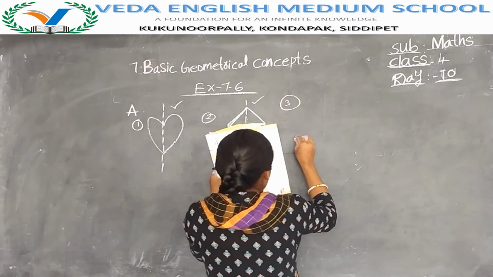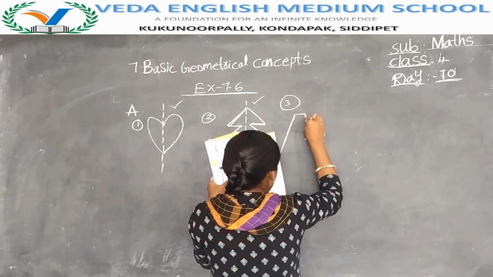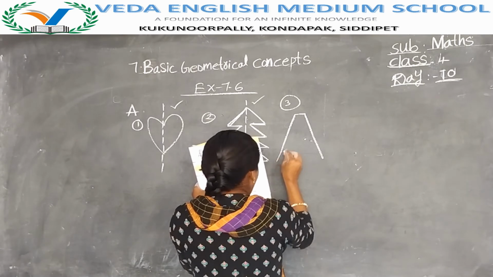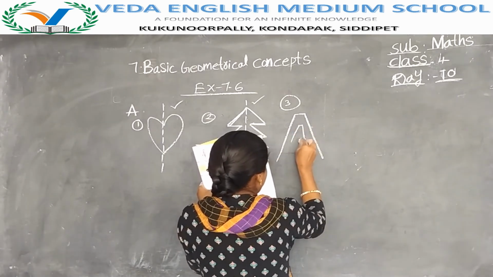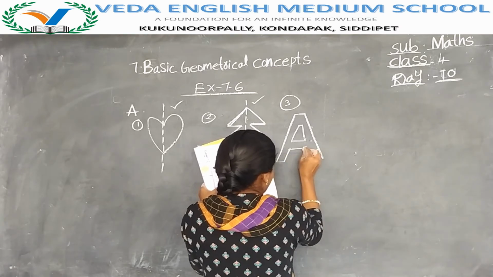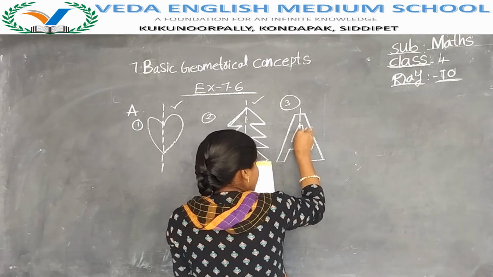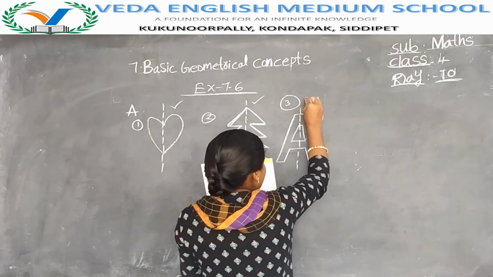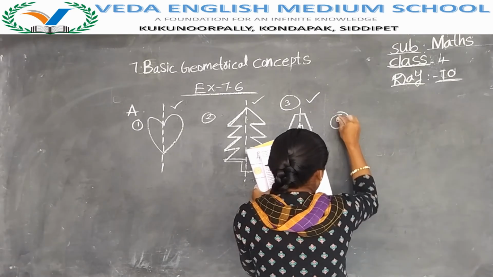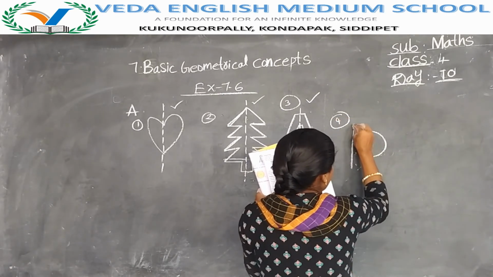A. How have they drawn A? Like this. Third one, fourth one D. We have drawn like this. Then how to divide this?